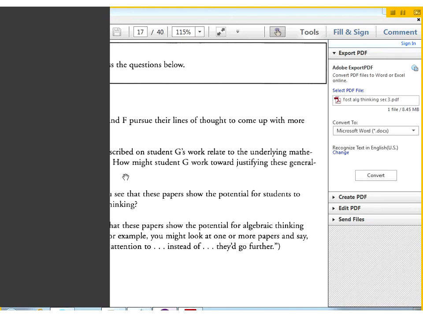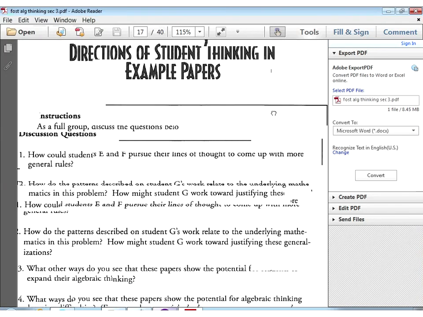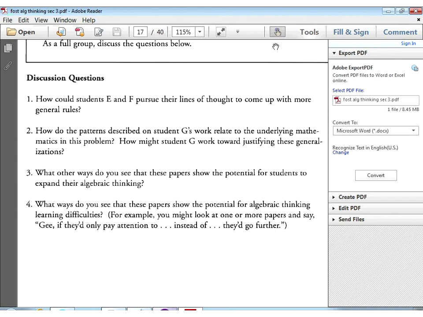All right, so the time's up. We're going to move on to now a group discussion about the algebraic direction of the students' thinking in the example paper. So what direction they were thinking. So as a group, including Martha, if you want to interject anytime, we're going to look at these 4 discussion questions.